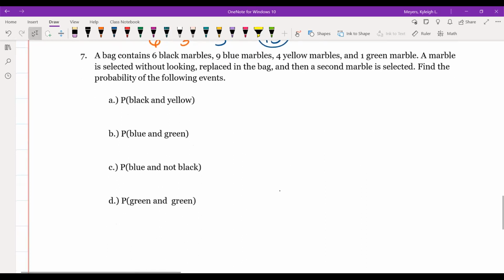Okay, so I want you to do number 7. A marble is selected without looking and replaced in the bag. So these are all independent. So think about how many total marbles there are, then the probability of black, multiplied by the probability of yellow. And that's what you're doing for those. Okay, so try that on your own. We'll go over that together next time we see each other.